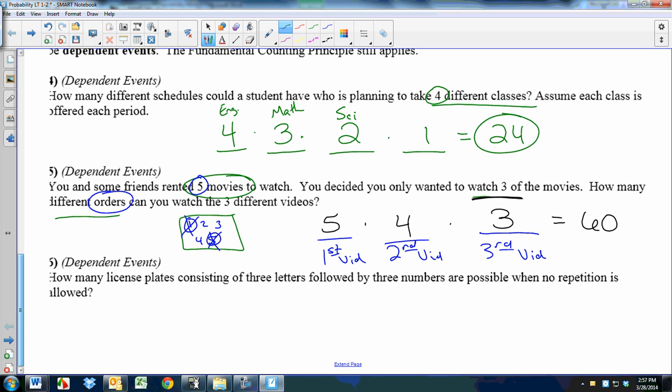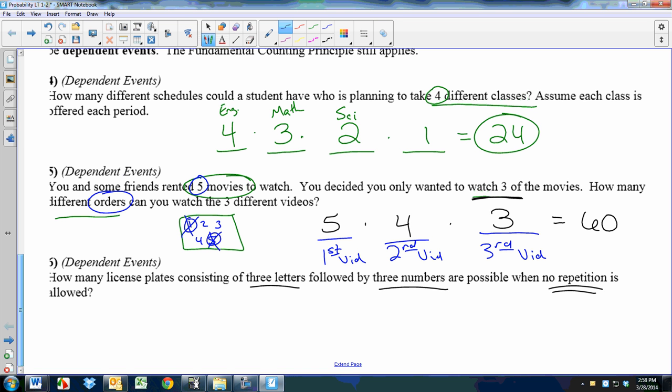And the last example. How many license plates consisting of 3 letters followed by 3 numbers are possible when no repeats are allowed? All right, so we have choices. At this point, I'll introduce another concept, too, that when you're struggling to even understand where to start, I like to tell you all to try picking an outcome and get a feel for the problem. So let's do that on this problem.